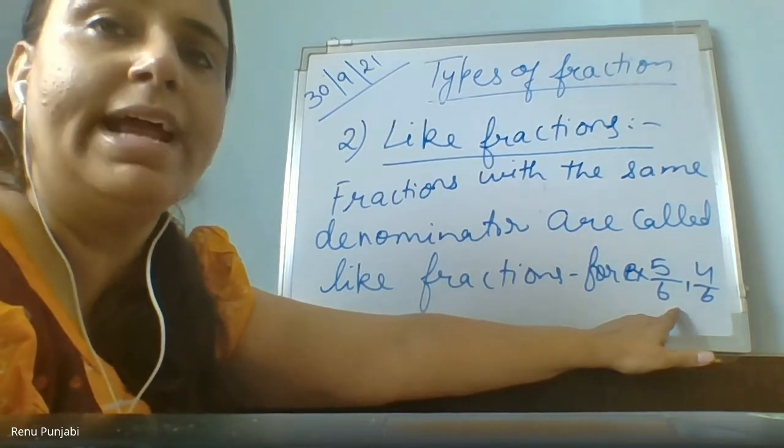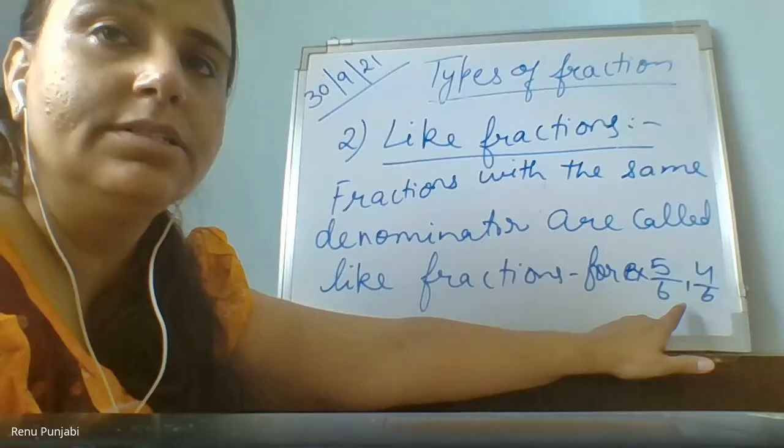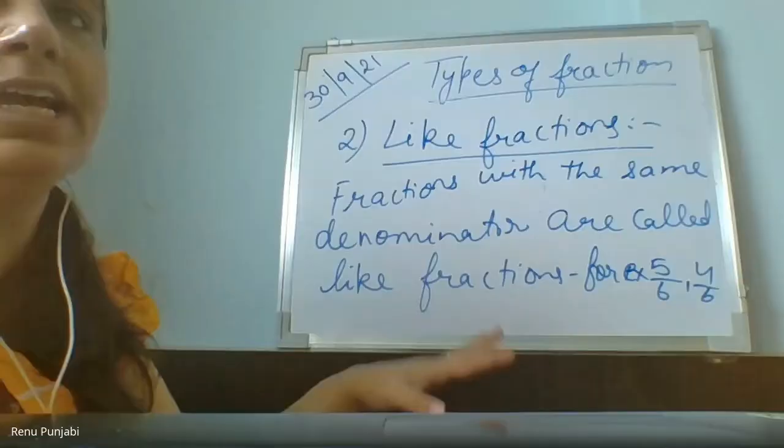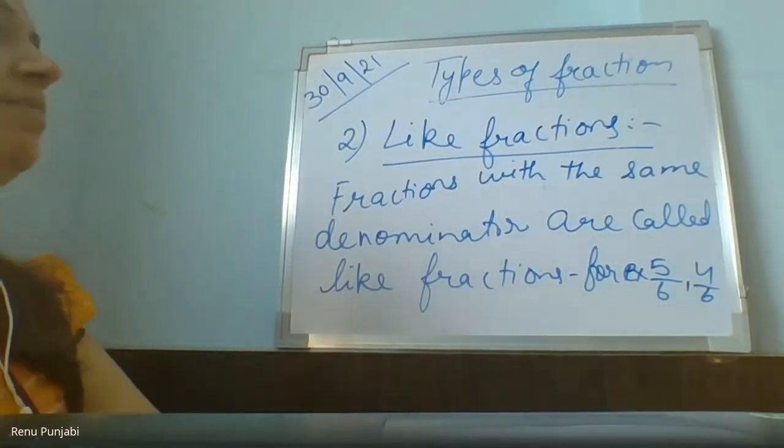Janya, are you writing and understanding the concept? Ma'am, means denominator is same. Yes, I will explain you in more detail here. Please write first and then I will explain. Ma'am, in unlike, the denominator is different and the numerator is also different. Hmm. Okay.